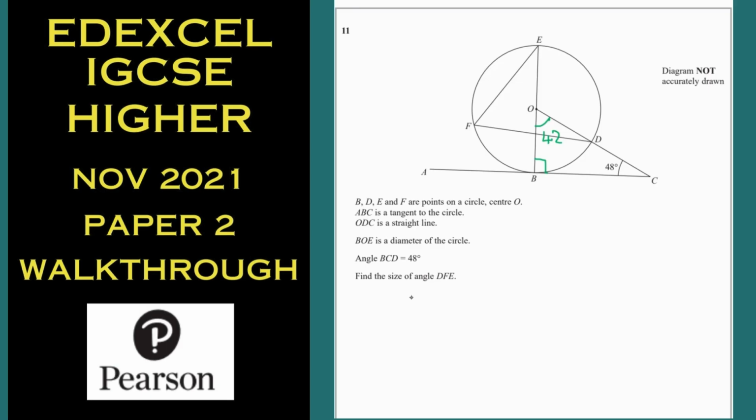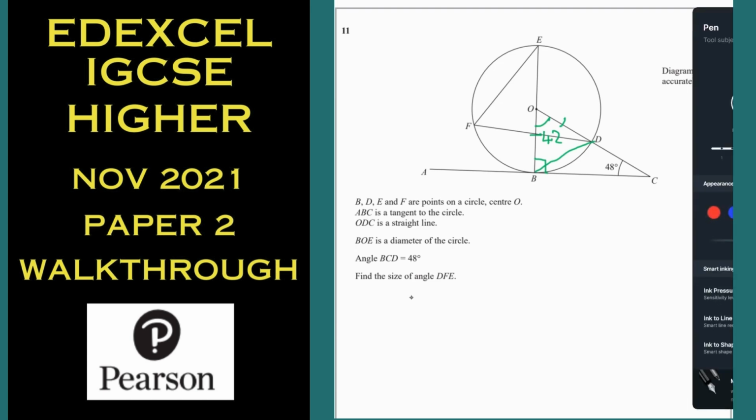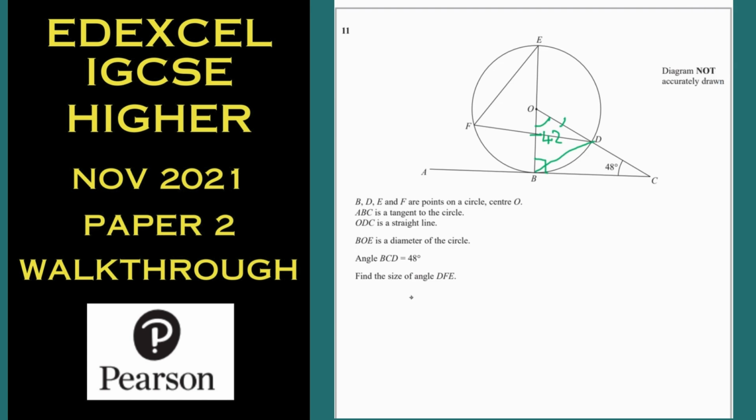We can actually shove that in there. That's rubbish, it's meant to be a straight line. Let's just... OB is a radius, OD is a radius. So I'll change pen colour just to make it clear. That angle there and that angle there are base angles of an isosceles triangle. So if you do 180 minus the 42, get your answer and halve it. That tells you each of these is 69 degrees.